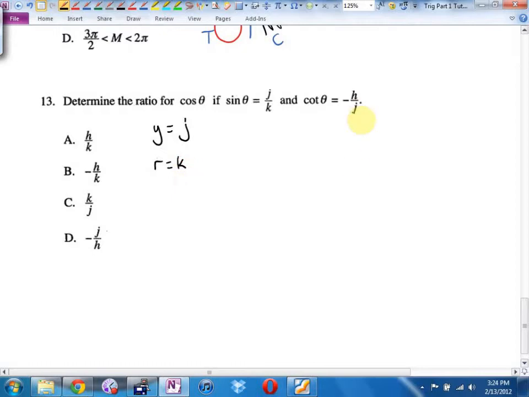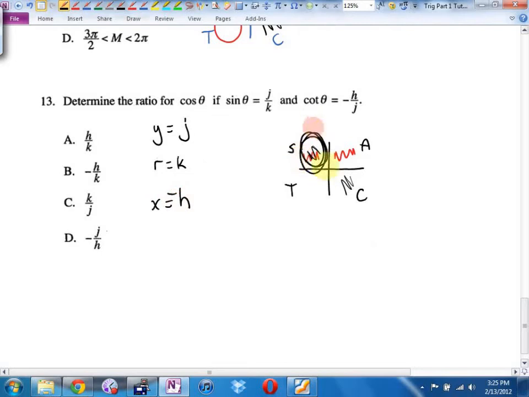Cotangent is what over what in terms of x and y and r? So I'm pretty sure that one of these guys is negative. So let's think here. According to this question, sine is positive. That's here and here. Cotangent and tangent is negative. Where is tangent negative? Here and here. Where's the overlap? I have to be in this quadrant. In this quadrant, is my x coordinate or my y coordinate negative? Which one? And convince me. Why? You're to the left, right? Because I'm to the left.